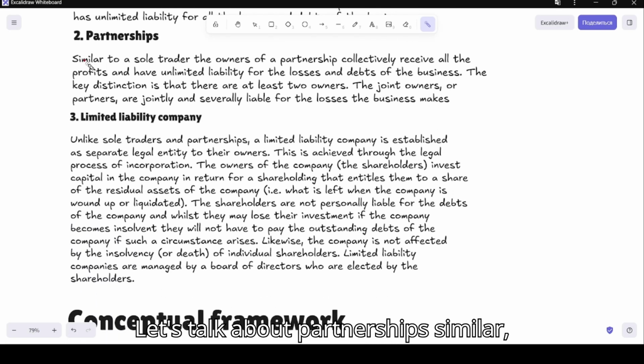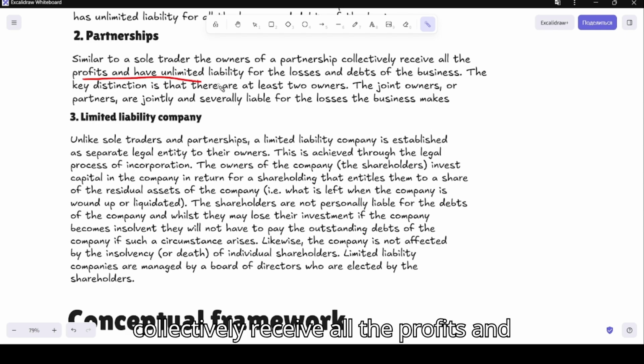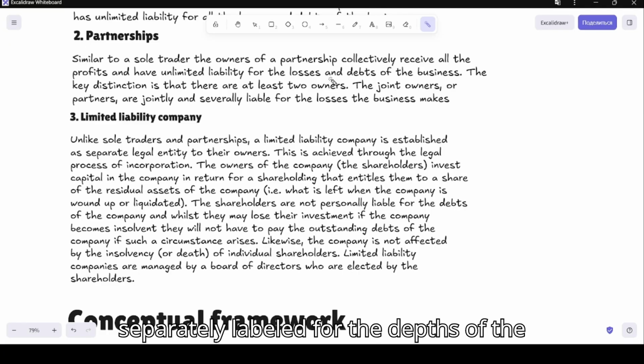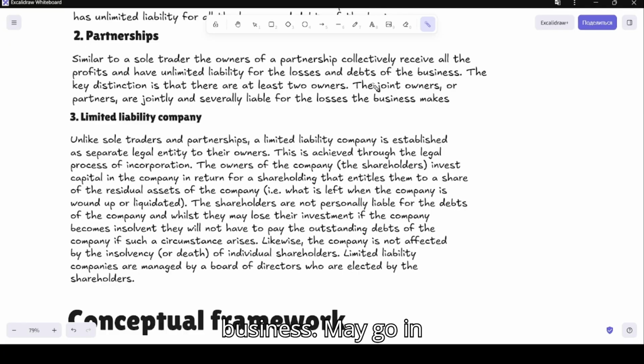Let's talk about partnerships. It's also similar to sole trader. In this example, your uncle and his friend opened their business, and it is called a partnership. The owners of the partnership collectively receive all the profits and have unlimited liability for the losses. That means they are separately liable for the debts of the business. They may go to jail because of the debts of the business separately. Or if your uncle does not have enough assets to cover the loss of the business, your uncle's friend is fully responsible in this case.